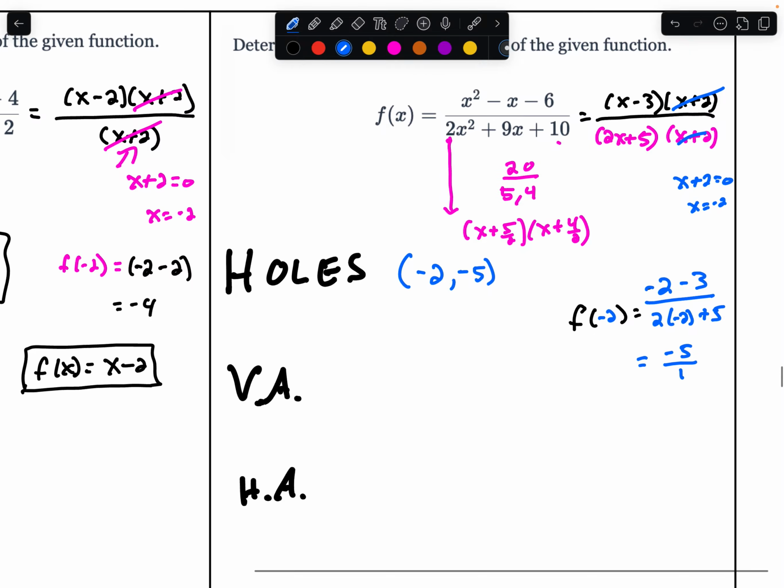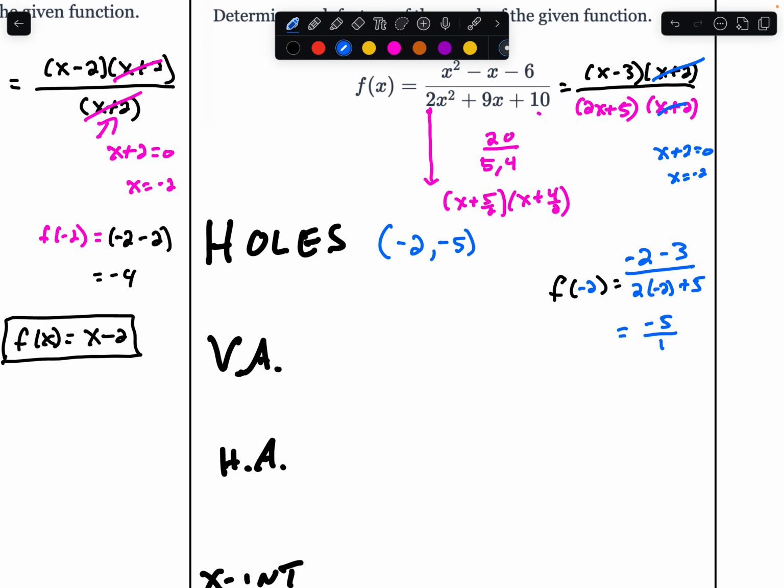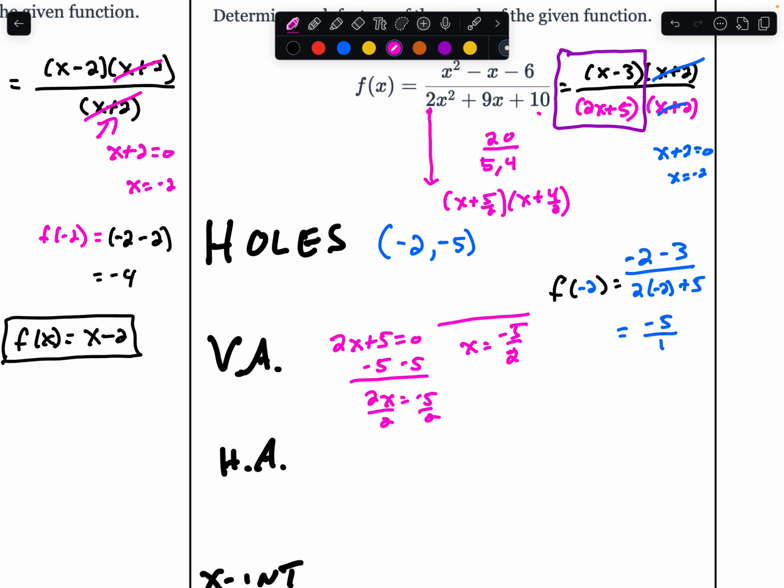Okay. Now remember, if we have a vertical asymptote, is where is the denominator equal to 0? Okay, and remember, we're looking at this function now, right? It's just this function. Okay, so where is the denominator equal to 0? The x plus 2 is gone, so I'm going to say, well, 2x plus 5 equals 0. So I'll just solve and find out where it is undefined. 2x equals -5, divide by 2, divide by 2. There's going to be a vertical asymptote at x equals -5 over 2.